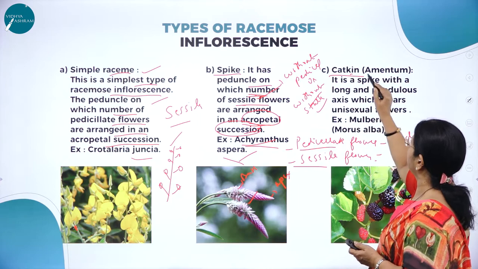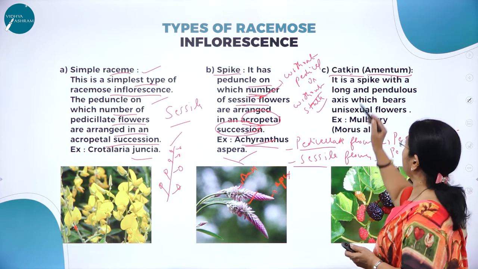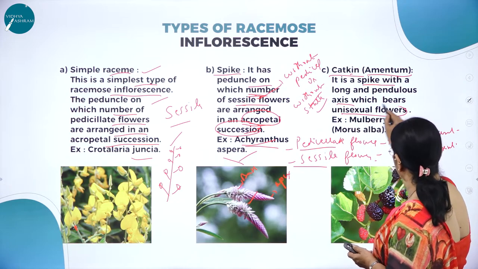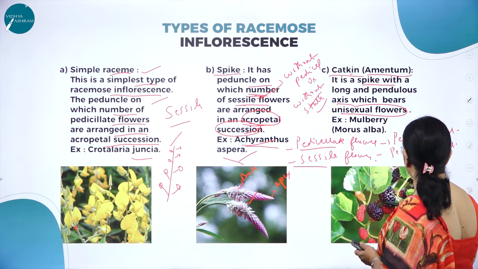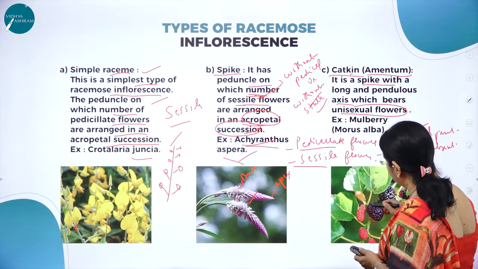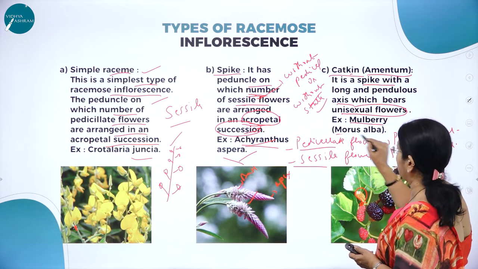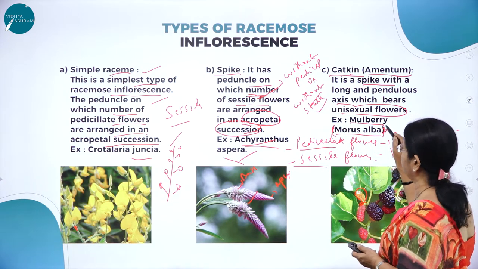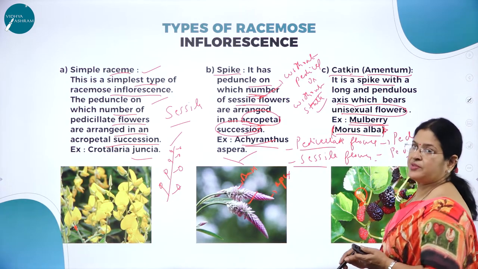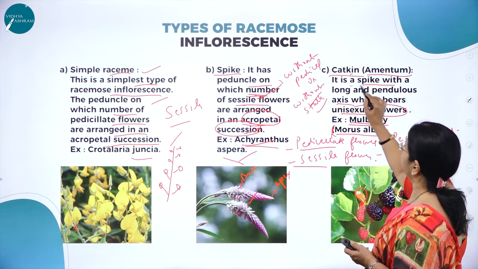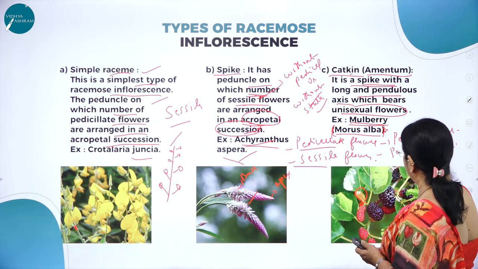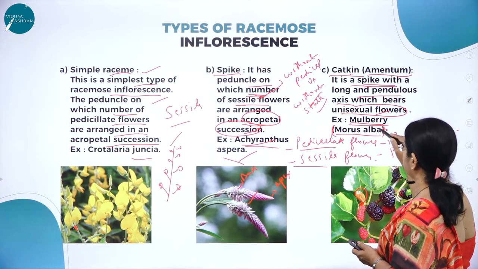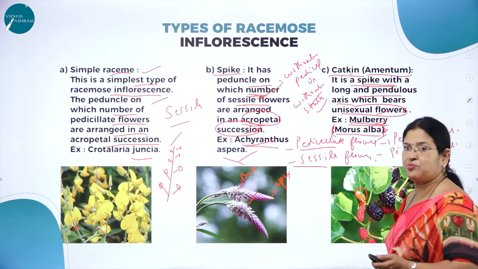Moving on to catkin, it is also called amentum, and it is a spike with a long and pendulous axis which bears unisexual flowers. Here you can see the fruit, but the flowers you cannot see here. That is mulberry, Morus alba, the scientific name. So the scientific name should not be put in bracket, right? Mulberry, Morus alba. So catkin, it is a spike with a long and pendulous axis which bears unisexual flowers. That is, example mulberry, that is Morus alba.